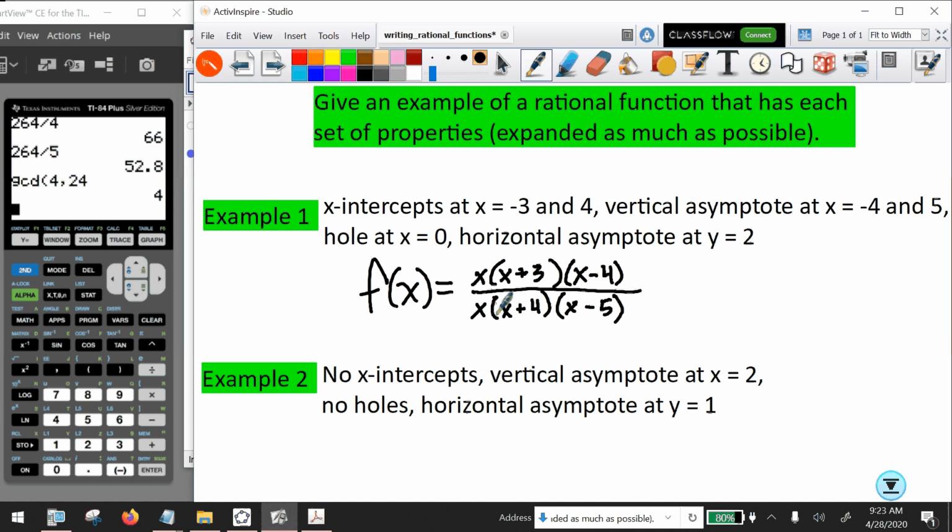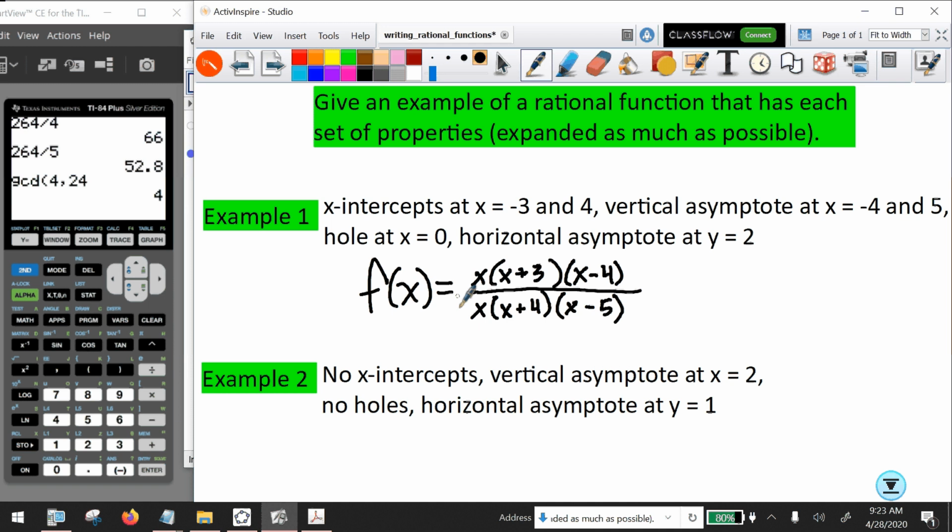Finally, we want there to be a horizontal asymptote at y equal to 2. There's three possibilities for horizontal asymptotes. When the degree of the numerator is less than that of the denominator, there is a horizontal asymptote at y equal to 0. When the degree of the numerator is equal to that of the denominator, there is a horizontal asymptote at the ratio of the coefficients of the highest degree terms. So you could take the leading coefficient of each, the numerator and the denominator, divide them, and that would give you the location of the horizontal asymptote. That's when the degrees are equal.